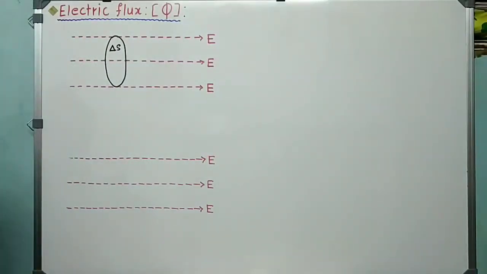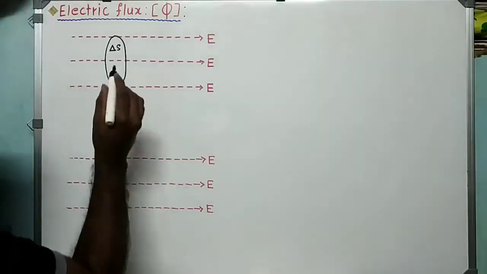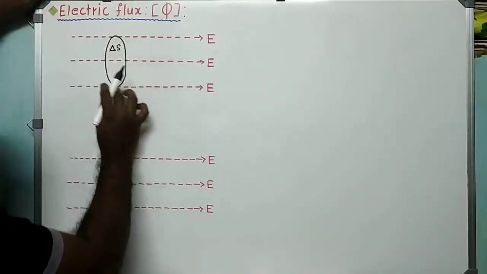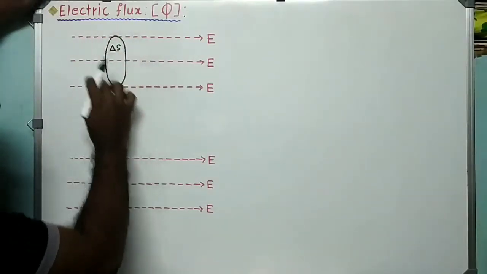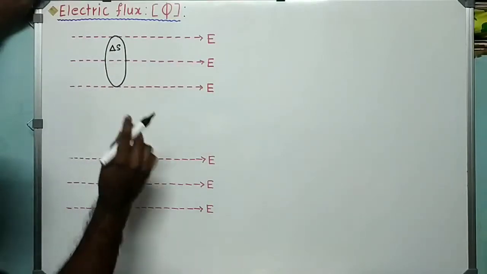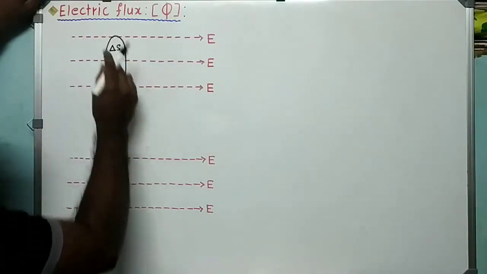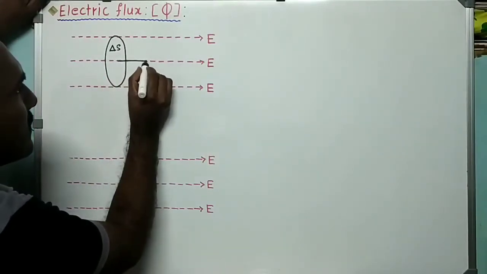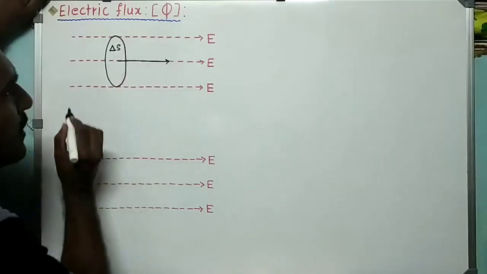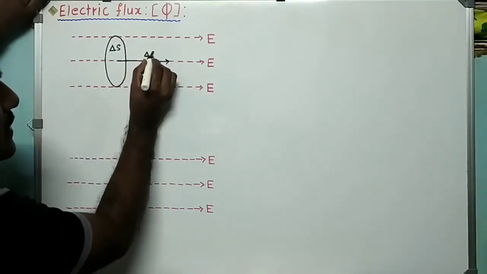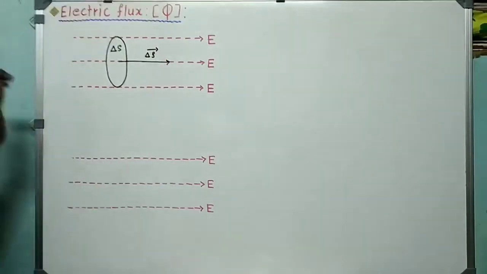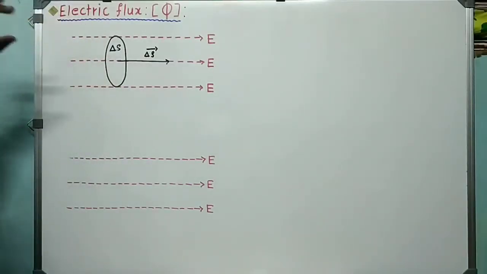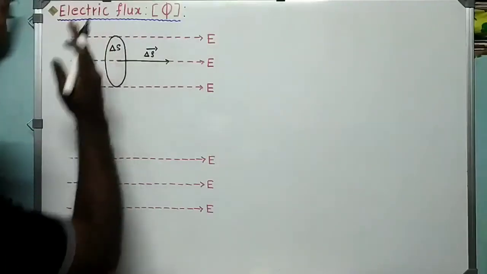Getting the idea? Now, already you know this basic knowledge. What is the area vector of this surface? The area vector of this surface is always perpendicular to the surface, that is, normal to the surface. This is the area vector. Shall I write it as delta S vector? The area vector of any surface is always normal to the surface.